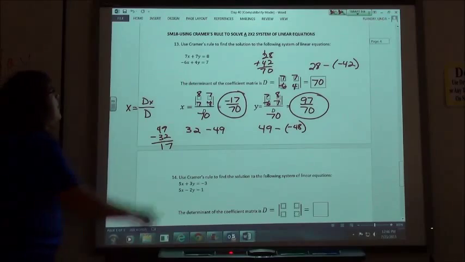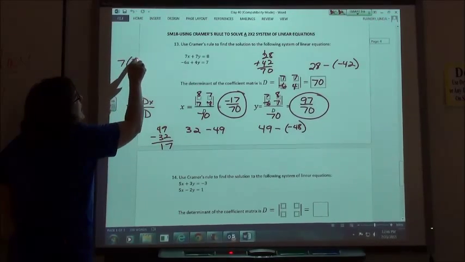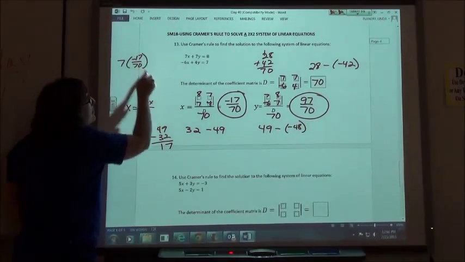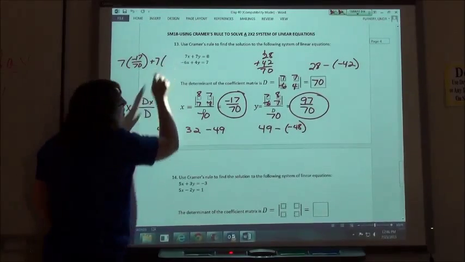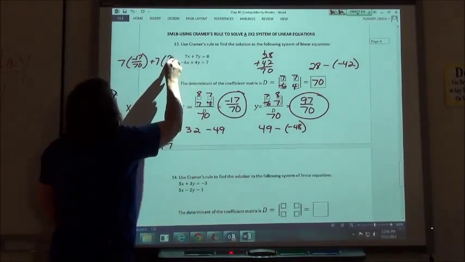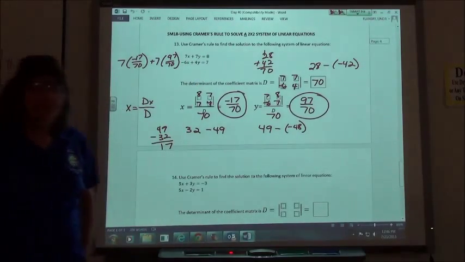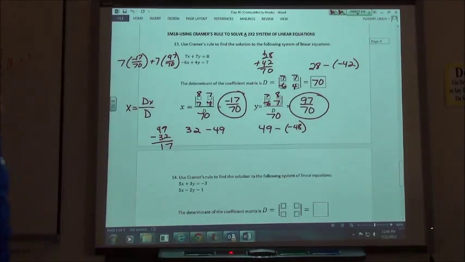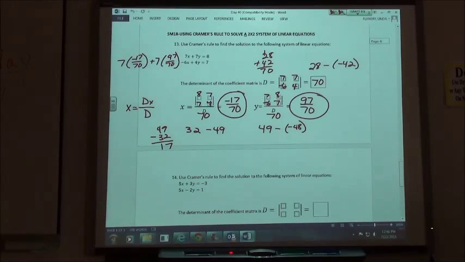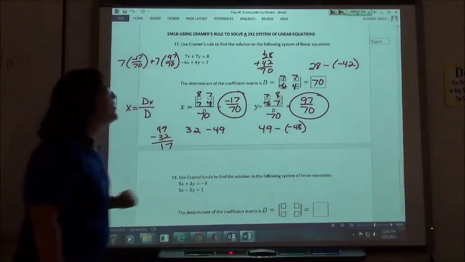So for fun, we're going to check our answer just to see if it works out right. Grab your calculator. We're going to take 7 times negative 17/70ths plus 7 times 97/70ths to see if we actually get an 8 or not. Yes, we do. Okay, good. Then we know our answer's right. We could check it in the second equation if we really wanted to. But it should give you a pretty good idea if you got the right answer or not.